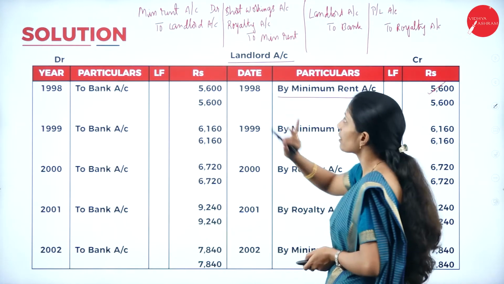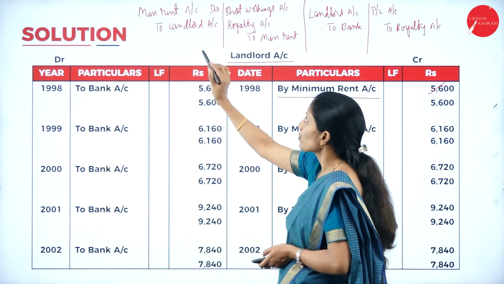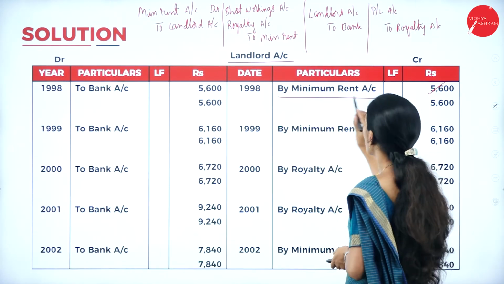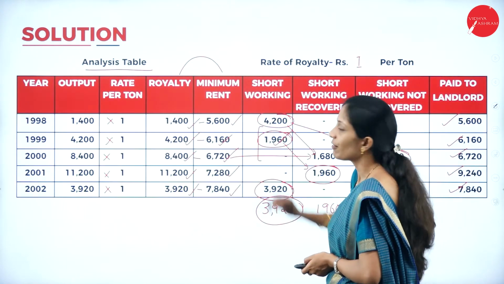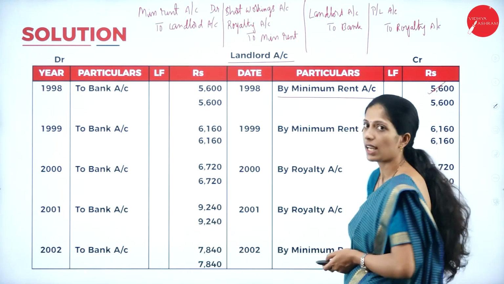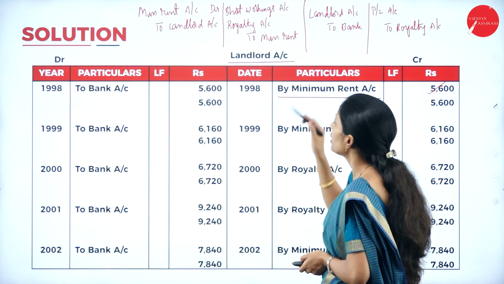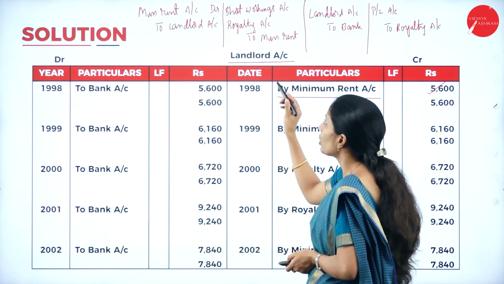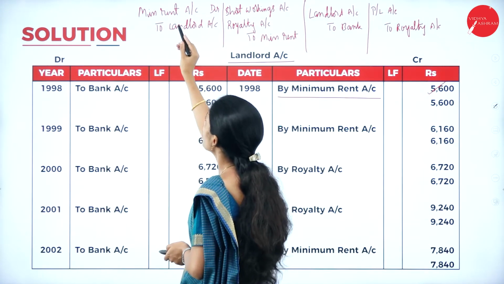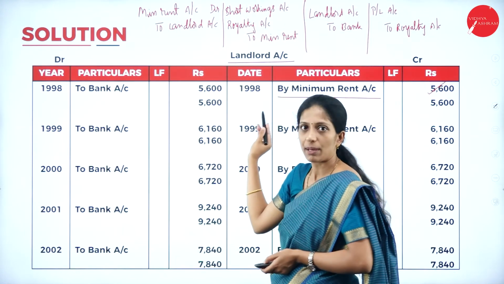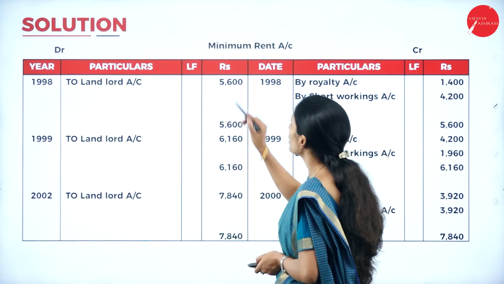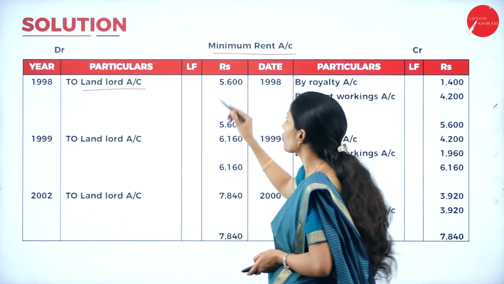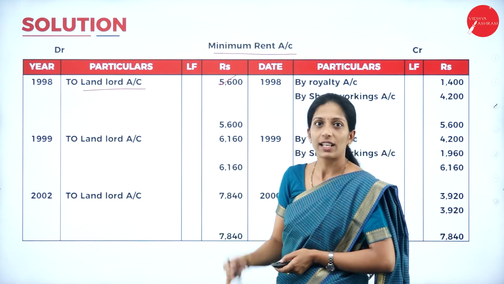Now we shall see all the entries relating to the first year. So what is the first entry? Minimum rent account debtor to landlord account. So how do you write in landlord account? By minimum rent, and what is the minimum rent? 5,600. So you have written here. So in landlord account you will write by minimum rent. In minimum rent account, you will write it as to landlord account. And what is the amount? 5,600. Hope you are clear with the first entry.